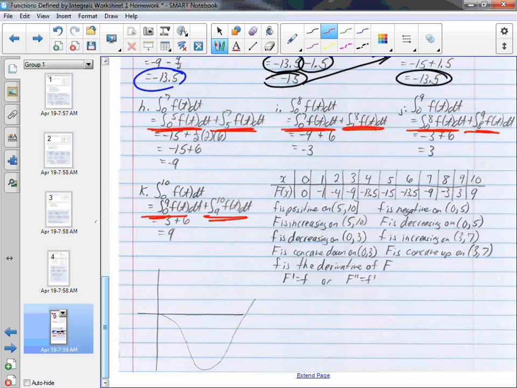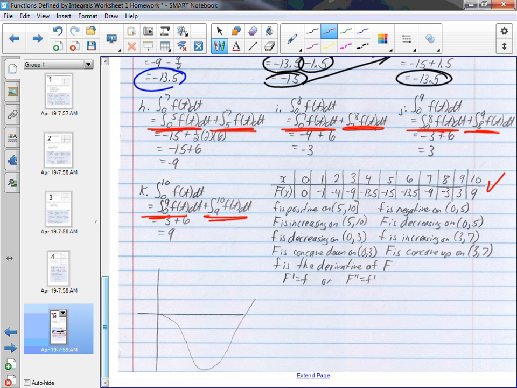I've got my little chart here. They ask me on what interval is little f positive? The little f was 0 at 5, and then everything to the right of 5 is positive. So you can either just write x greater than 5, or you can make an interval. It needs to be open at 5, because it's not positive when x equals 5, right? It's 0 at 5.